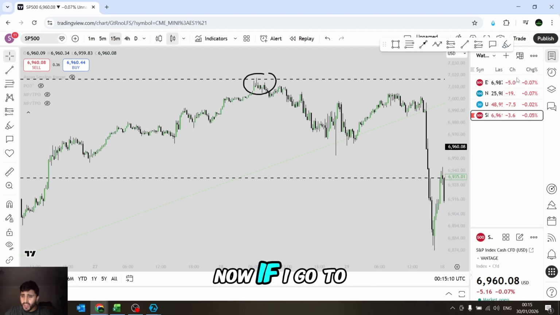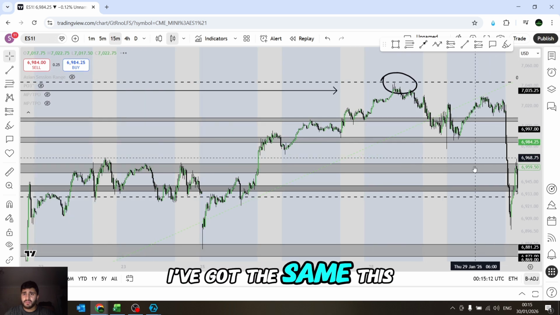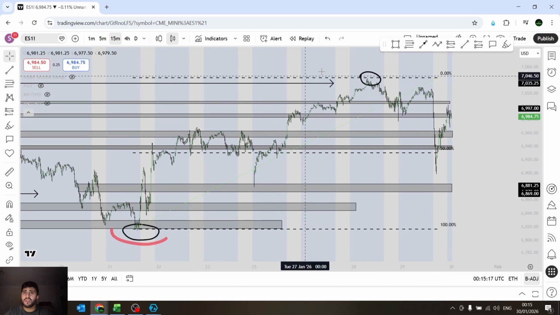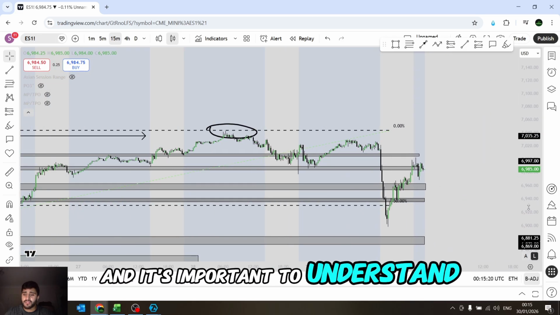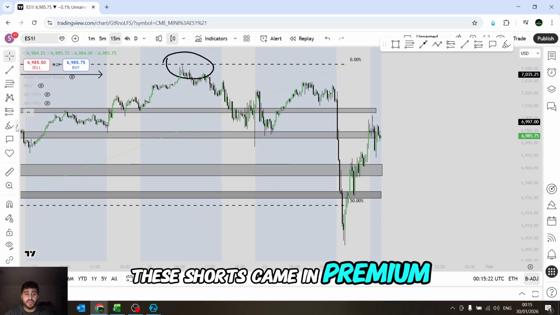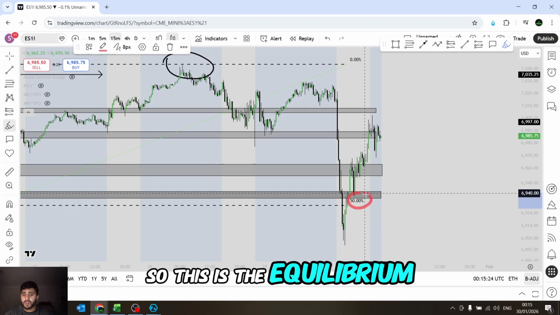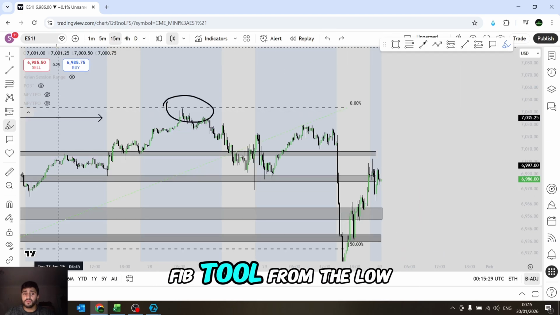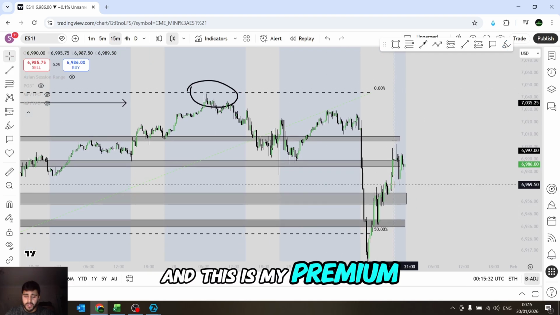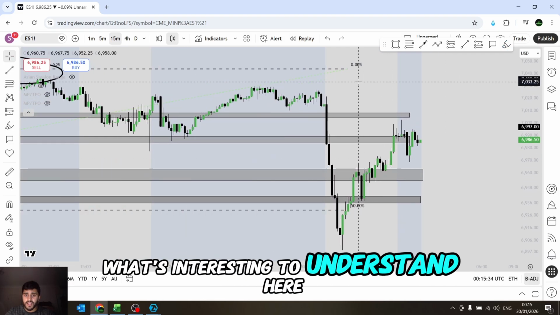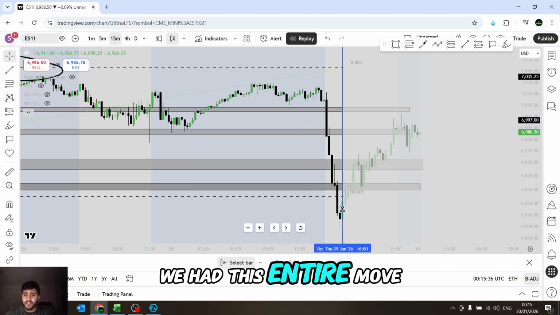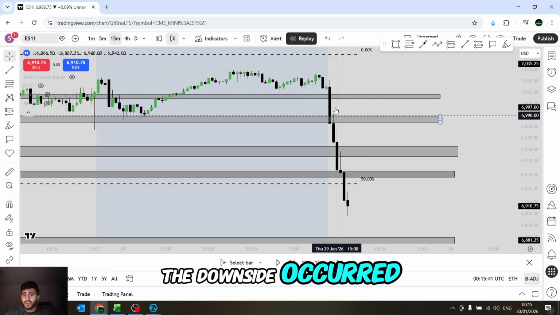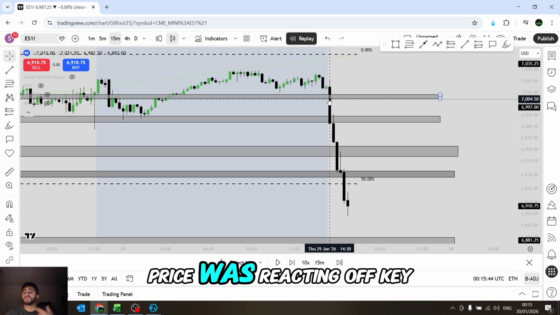Now, if I go to my ES futures chart, this is the exact same chart, the exact same dealing range. Again, I've got my structural low and my structural high, and it's important to understand these shorts came in premium, right? This is the equilibrium, and anything above that is the premium. I just project my fib tool from the low to the high, and this is my premium. What's interesting to understand here is we had this entire move to the downside, and it occurred due to the fact that price was reacting off key levels, right?